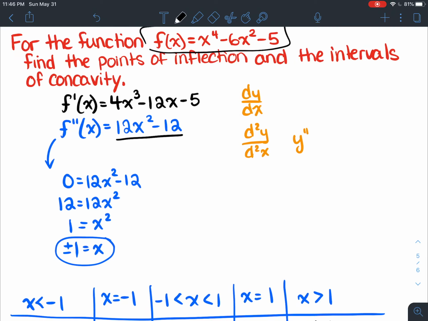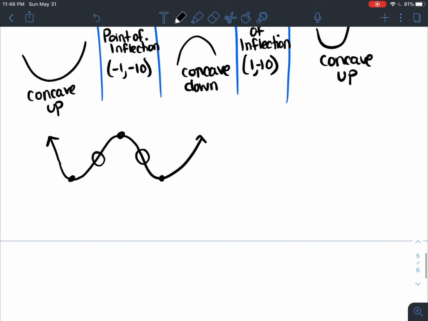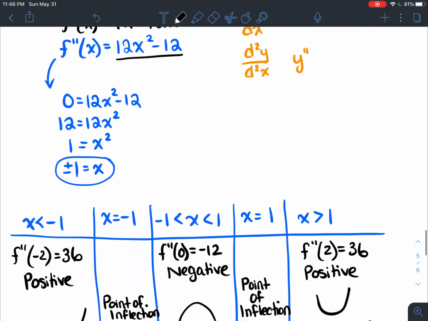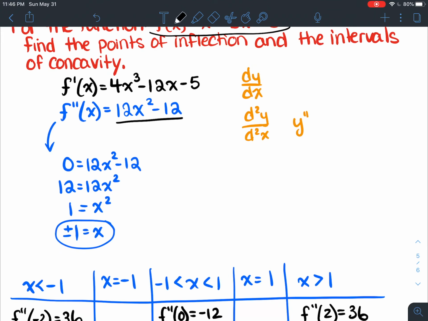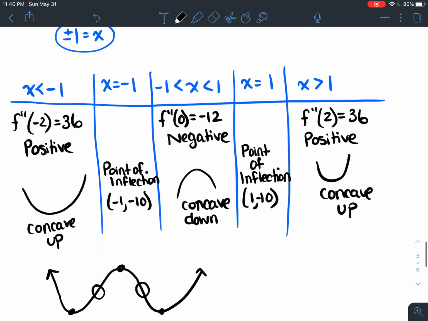So for this one, all we did was find points of inflection and intervals of concavity. We didn't actually find maxes or mins or x or y intercepts or anything like that. So we didn't actually graph the function. This was just to show you how to use the second derivative to find points of inflection and to tell if a graph is concave up or concave down.